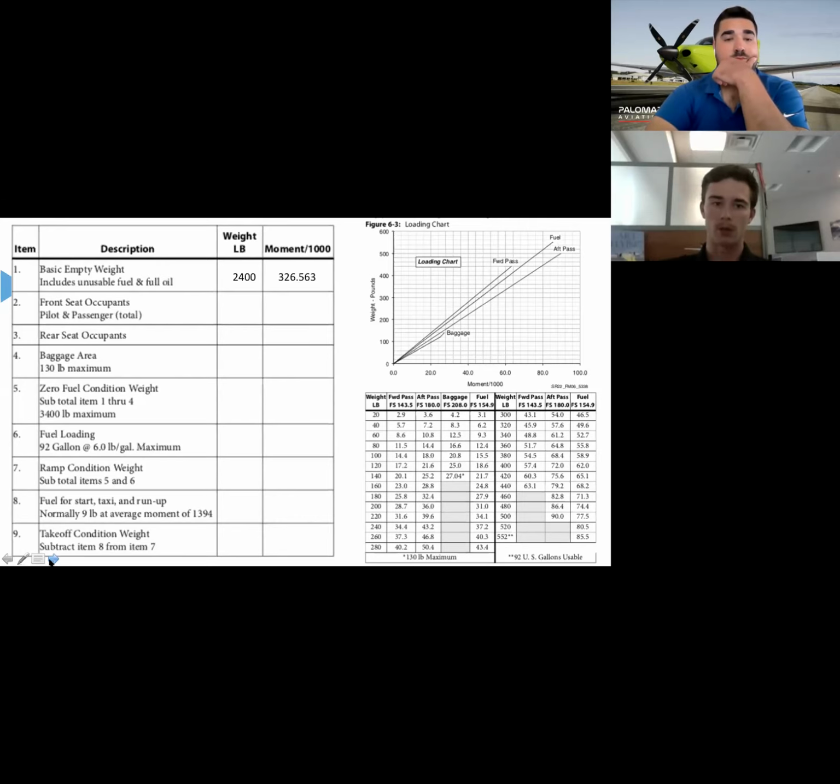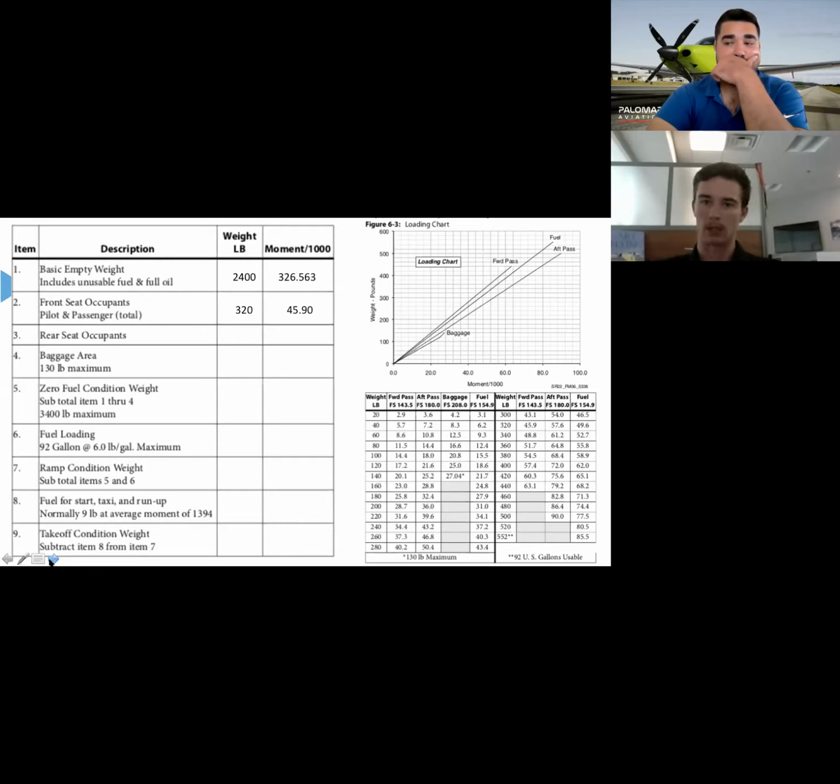Next, we're going to add up those front seat passengers. They both weighed 160, that's 320. So we put 320 in the weight section here. And then down in the loading graph, in the loading chart, we can find 320. And we notice that the forward passenger, which is right next to that 320, is a 45.9 moment. So we can put 45.9 in there.